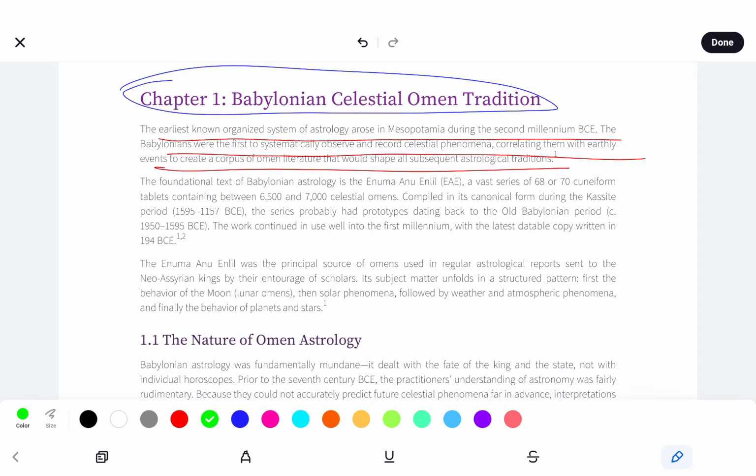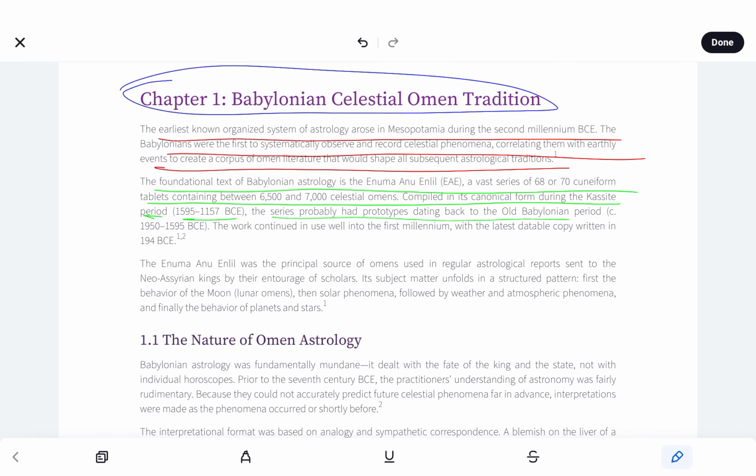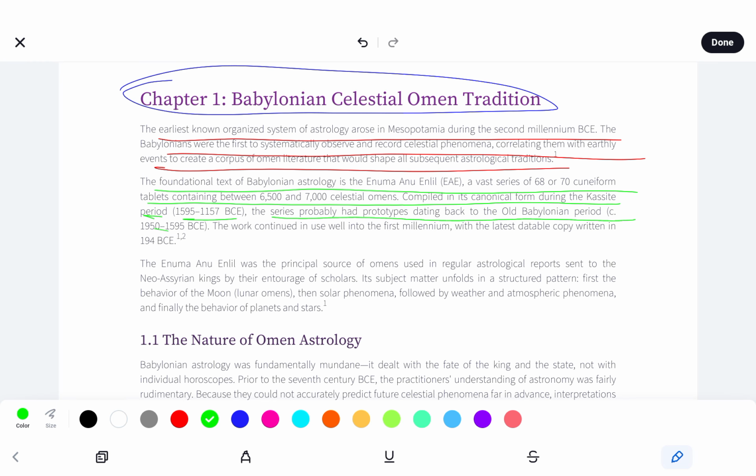Okay. So the foundational text of Babylonian astrology is the Enuma Anu Enlil, or EAE, we'll just call it, a vast series of 68 or 70 cuneiform tablets containing between 6,500 and 7K celestial omens, compiled in its canonical form during the Kassite period. The series probably had prototypes dating back to the Old Babylonian period. The work continued in use well into the 1st millennium, with the latest datable copy written in 194 BCE.